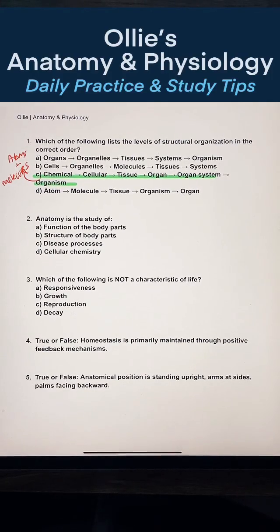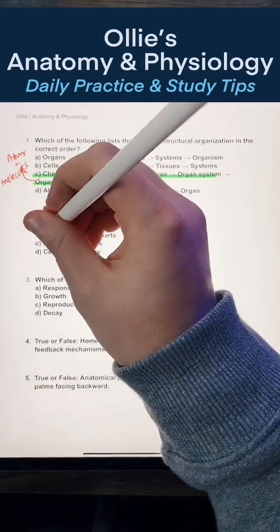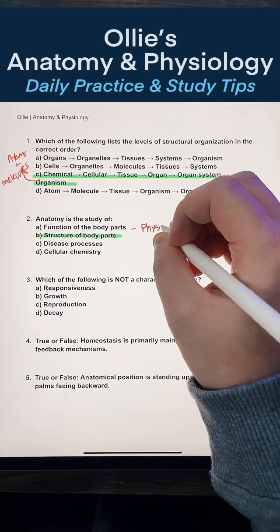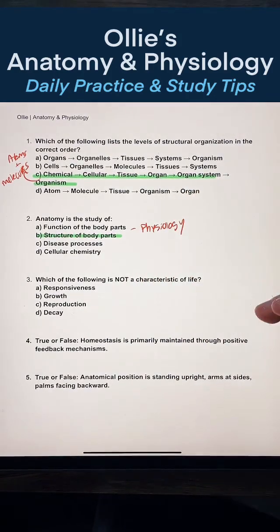We're on number 2 now, following along. What is anatomy the study of? A, B, C, or D? Perfect. It is B. It is the structure of body parts. The function of body parts is its physiology.